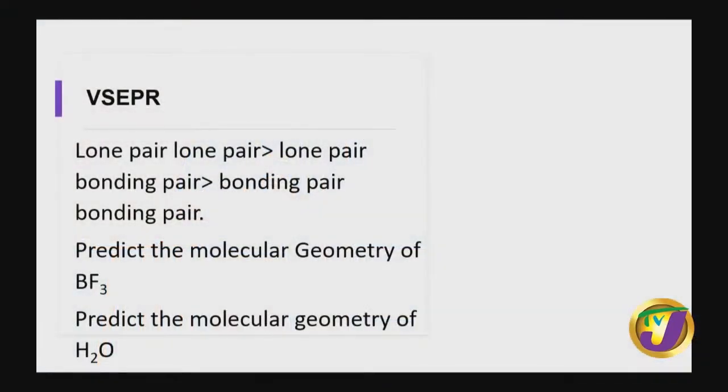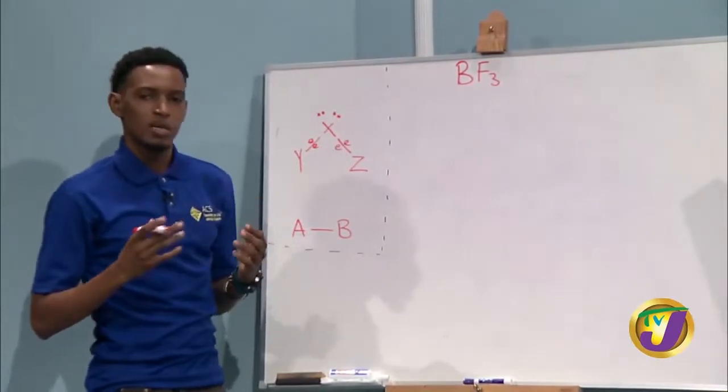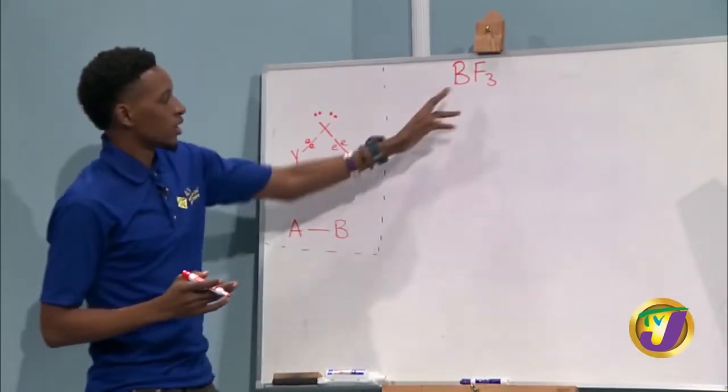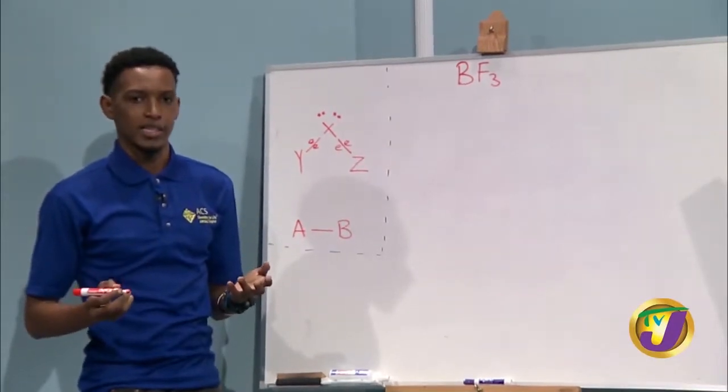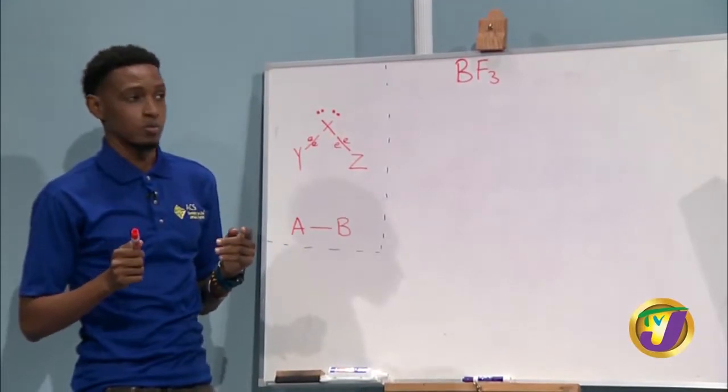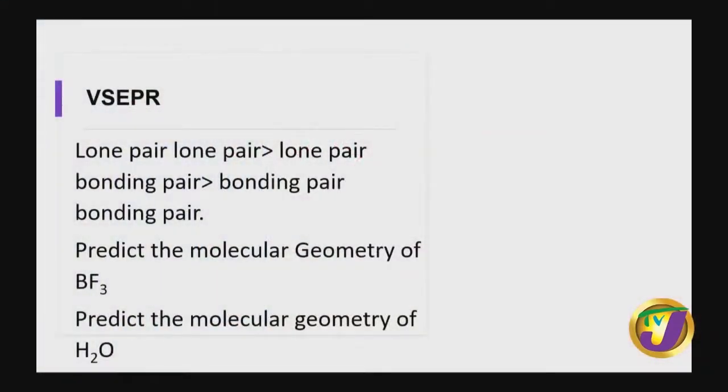Now, the first one says we should predict the molecular geometry of BF3. Hopefully you guys have recorded the steps and we'll do it right now. So we'll move to the board. In a question like this, your teacher, or the question paper, will give you the molecular formula, BF3. And they'll say to you, predict the molecular geometry of this molecule. Now, the first step says that we should identify the central atom. The central atom is usually the least electronegative atom. Here, boron is a lot less electronegative than fluorine. Fluorine is the most electronegative element, right? So I'll use boron as my central atom.